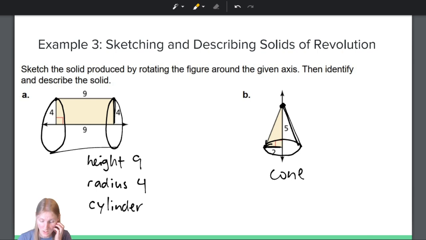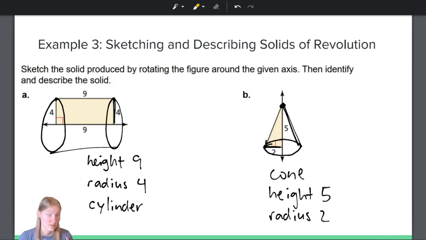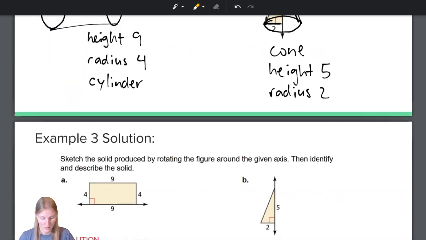We have a cone with, notice that 5 is labeling how tall the original triangle was. So this is a cone with height 5. And what does that 2 mean? The 2 is the radius of your base. And that's going to be very important. The radius of your base is going to become very important as we start doing surface area and volume of shapes. Awesome. Let's check and make sure that we were correct.